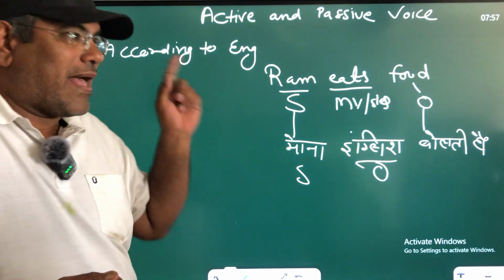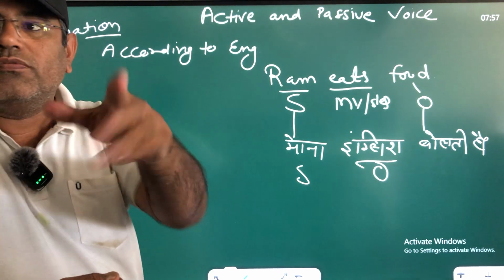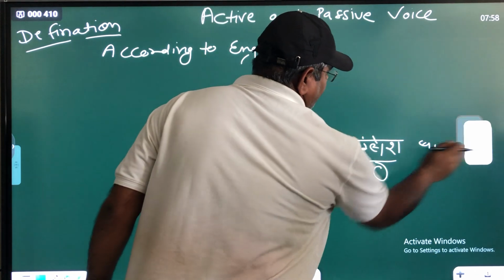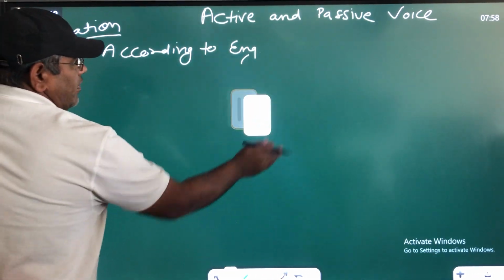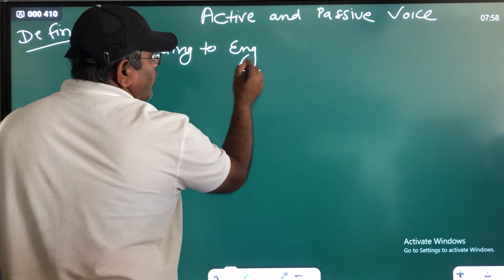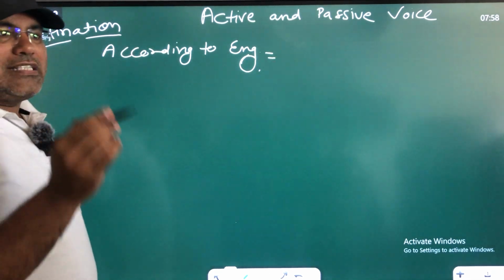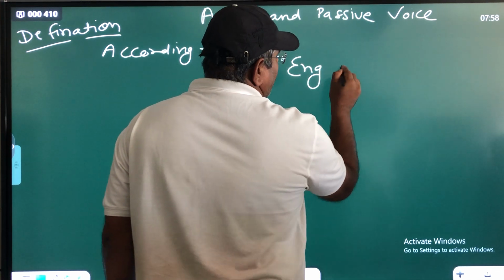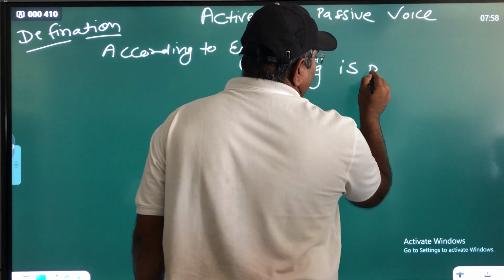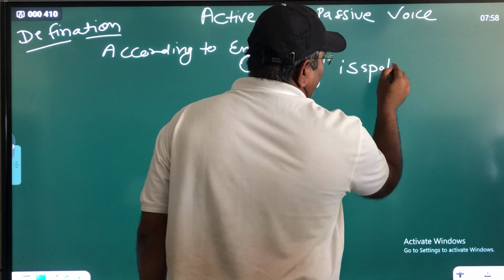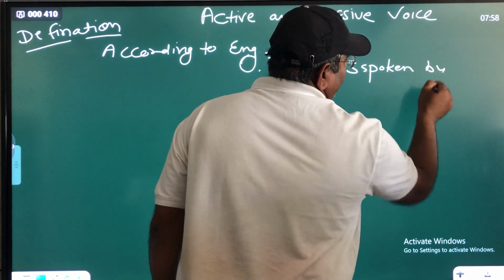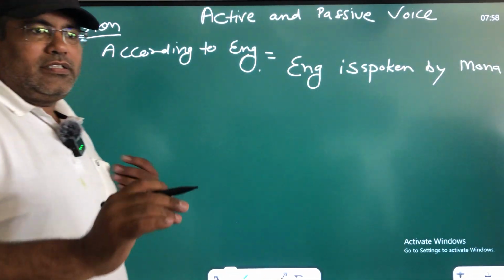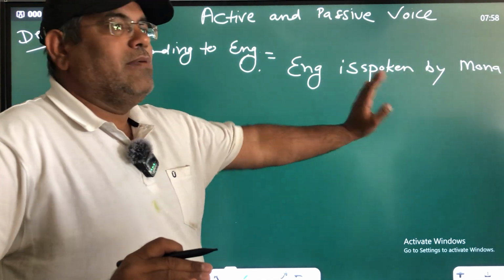Now, I will explain passive voice according to English and according to Hindi. Are you ready? Yes, sir. Start now. Now, passive voice according to English. For example, I say English is spoken by Mona. I said English is spoken by Mona.